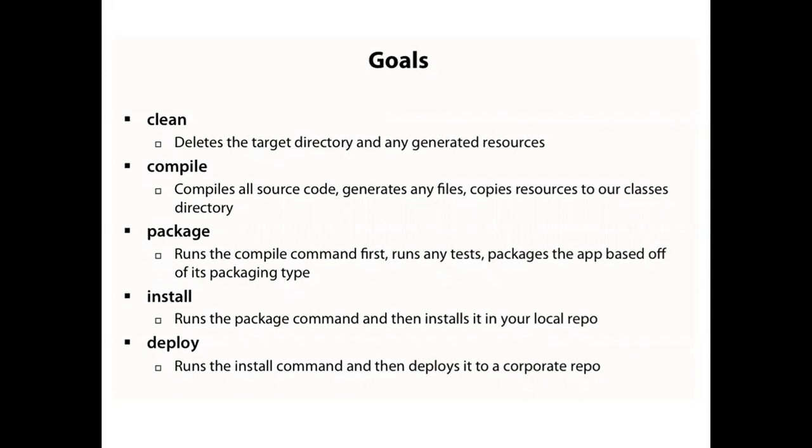And the second one is the compile command. So this is by naming convention itself. It will compile the entire source code, and then it will generate so many files, copied to the classes directory. You also have one more parameter that can be used with Maven called package. First it will compile, and then it will test, and then package the app based on its packaging type.